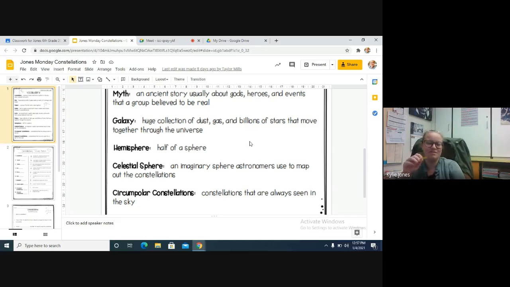Our next one is a hemisphere, which is half of a sphere. So if we have, can you guys see this? A ball?